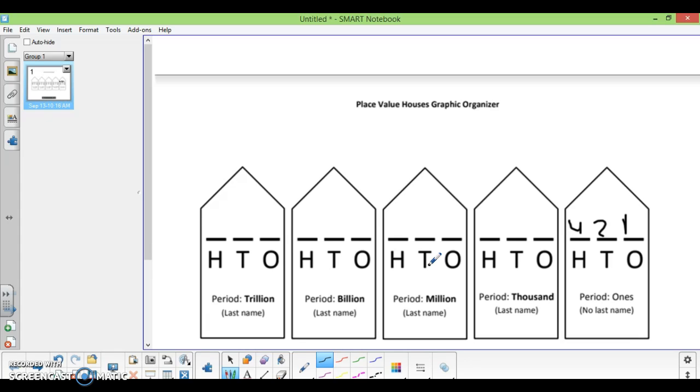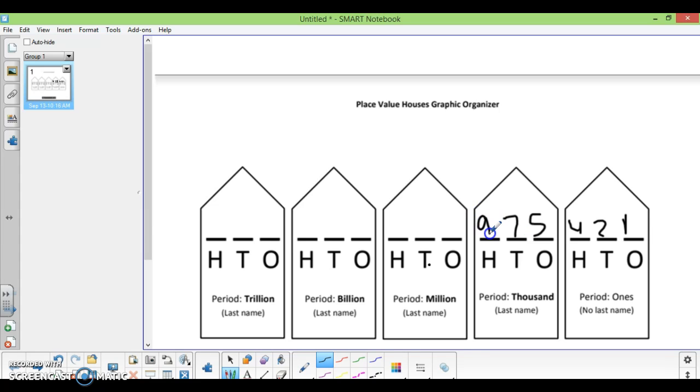So to read a number, you just read the 3-digit number within each house and then say the house's last name. So 421. So the 100 is the last name. If I put a number in the thousands, the last name is 1,000. So I'd say 5,421. Let's say that I have a 7 here. So now it would be 75,421. So notice I'm reading that 75 and then the numbers in the next house.